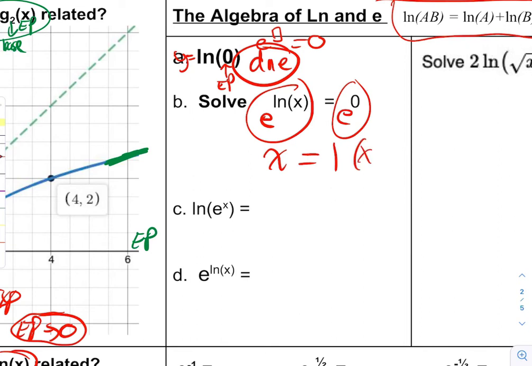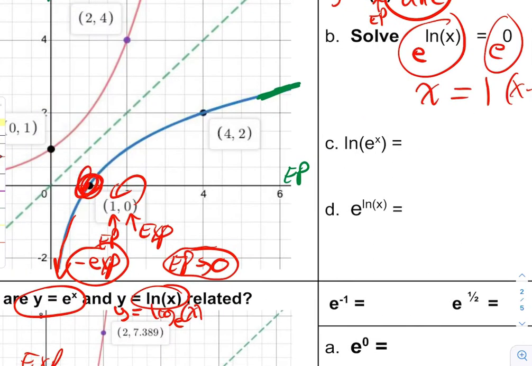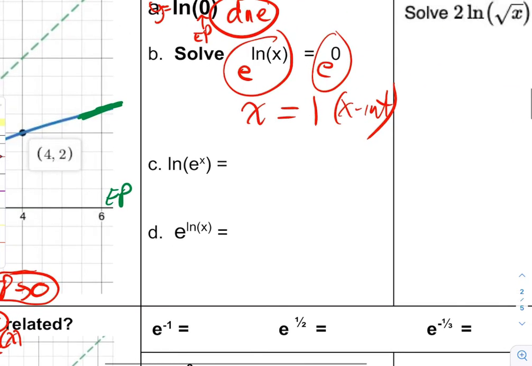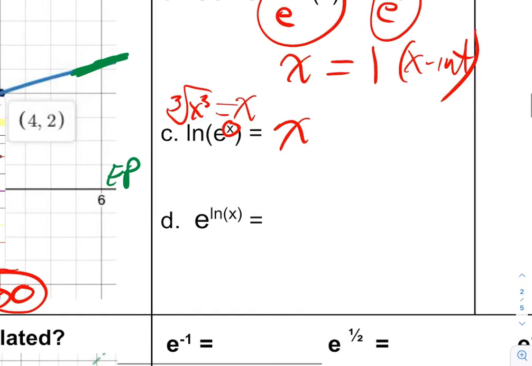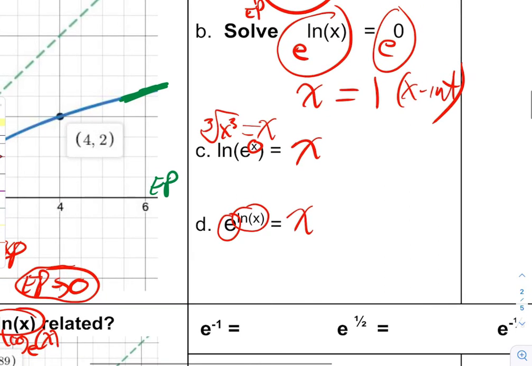That's our x-intercept, folks. We already know that from right here. That's the x-intercept right there. Okay, what is the ln of e to the x? Well, again, that's like taking the cube root of x cubed, which is just x. So again, this is an undoing function. So ln of e to the x is just x. Similarly, if I do it in the reverse direction, I do ln x as an exponent on e, I'm going to get x as well. Those things are definitely going to be true.